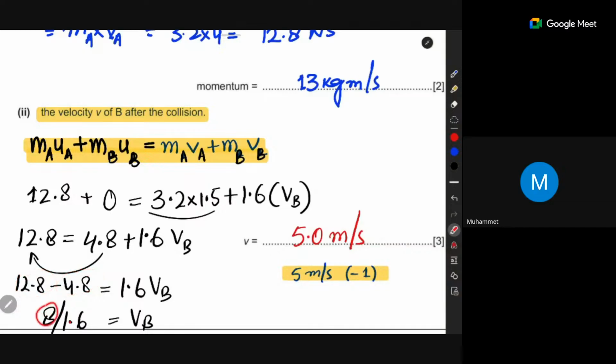So the students told me that it was 8, and now actually I have missed one step, and you got a problem exactly at that step. It was 8 is equal to 1.6 times VB. Now what will be VB? That was 8 divided by 1.6. Now you got that point, how I obtained this velocity?